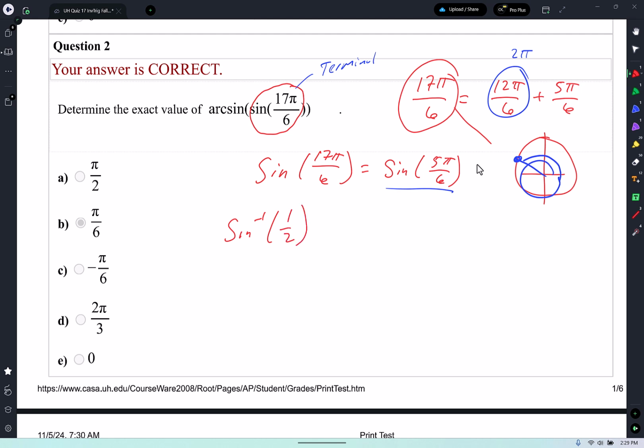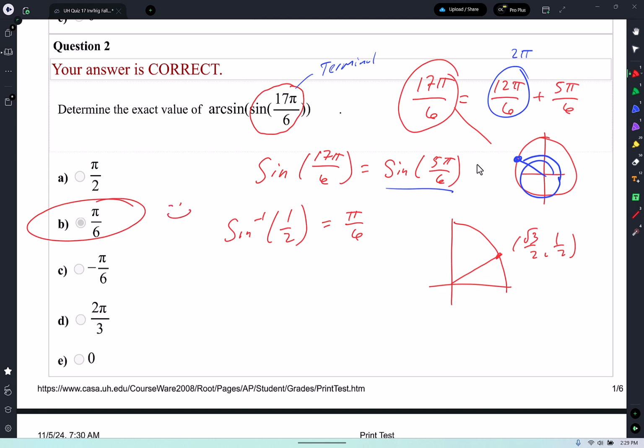Okay, on the unit circle again, I'm looking in quadrant 1. Sine of what angle is 1/2? In quadrant 1, pi over 6. At pi over 6, you get square root of 3 over 2, comma 1/2. See, pre-cal doesn't go away, guys. Pi over 6. Oh, look, pi over 6. Cool, right? So the first questions are not calculus. They just want to know if you know pre-cal or if you know trig.